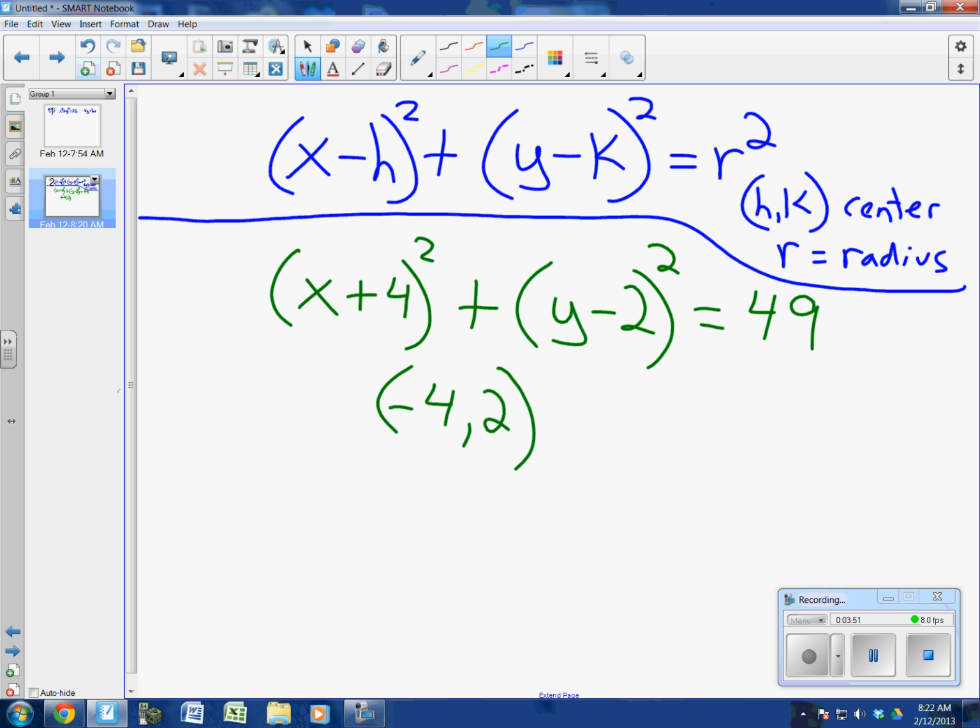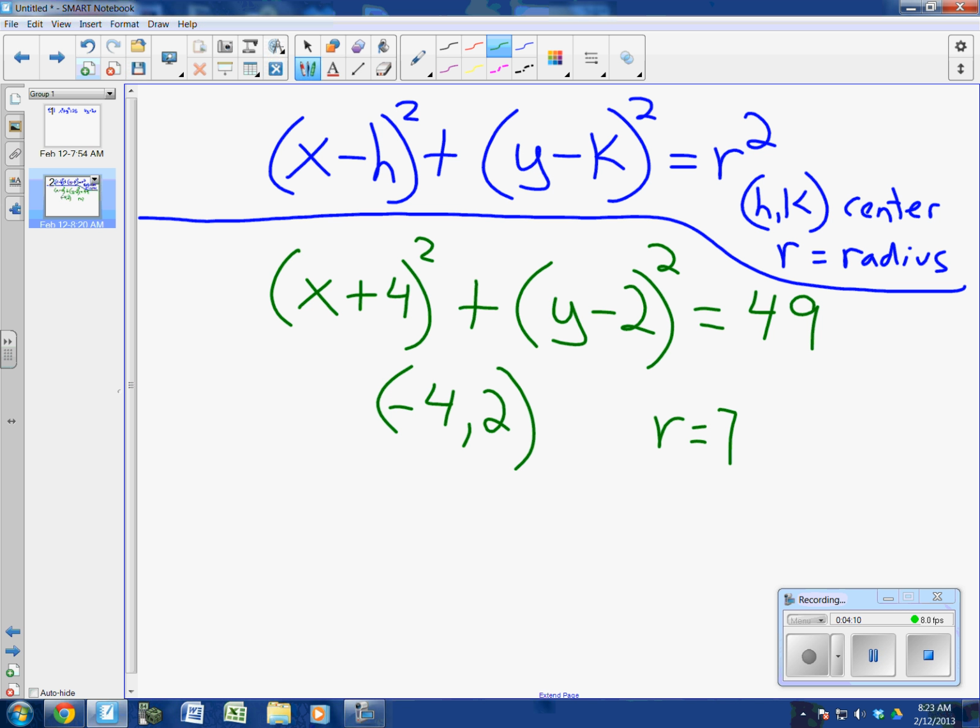Got it? What's the radius of this circle? 7. Because if you look up here in the formula, r squared is what's on the right side. Well, we only want r as the radius. So in other words, the square root of 49 is 7.